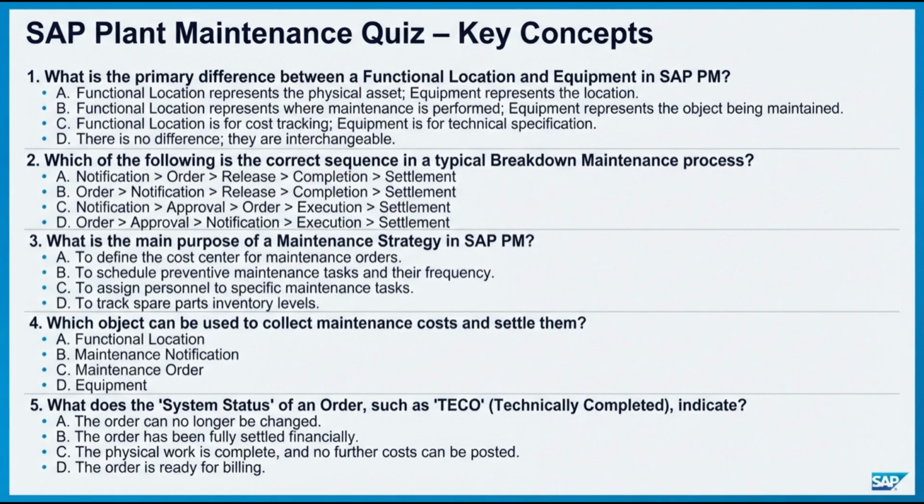You may be asked about the difference between functional location and equipment or the correct sequence of steps in the breakdown maintenance process. Other questions may focus on the purpose of a maintenance strategy or the meaning of technical completion. These questions are designed to test both your conceptual clarity and process understanding. While answering, try to recall not only the correct option but also the reason behind it. This habit will help you during interviews where interviewers often ask follow-up questions. Practice explaining the answer in your own words after selecting it.